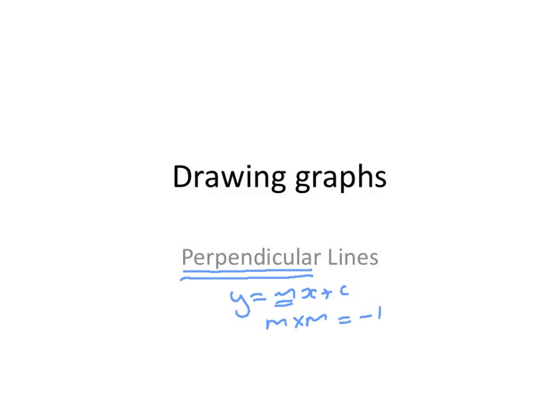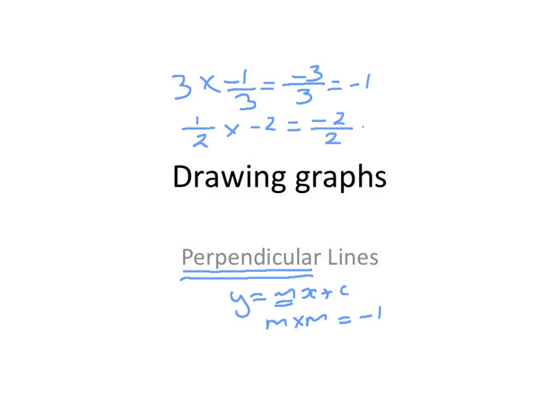So you need to keep looking at it and asking, what can I multiply the gradient by to get -1? When we did this in class, we said, if I multiply 3 by -1/3, 3 times -1 is -3, and -3/3 is -1. Or if I've got a half, if I multiply that by -2, then -2 times 1 is -2/2, and that gives me -1.